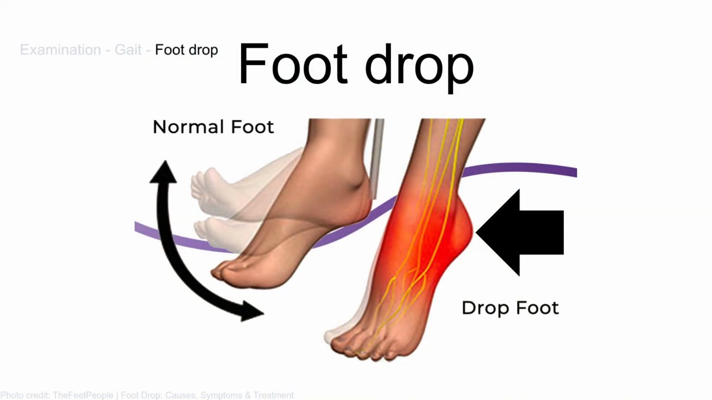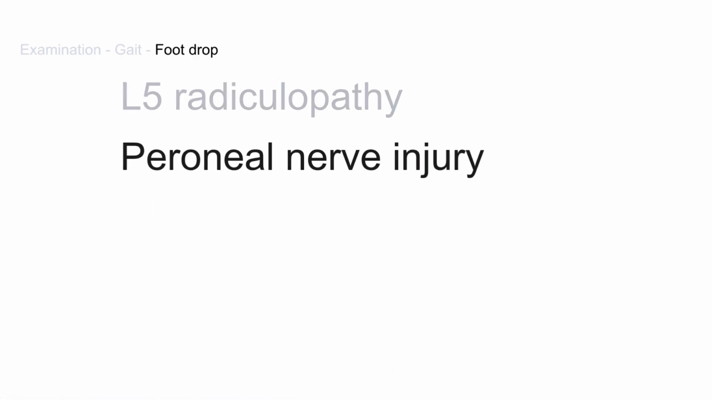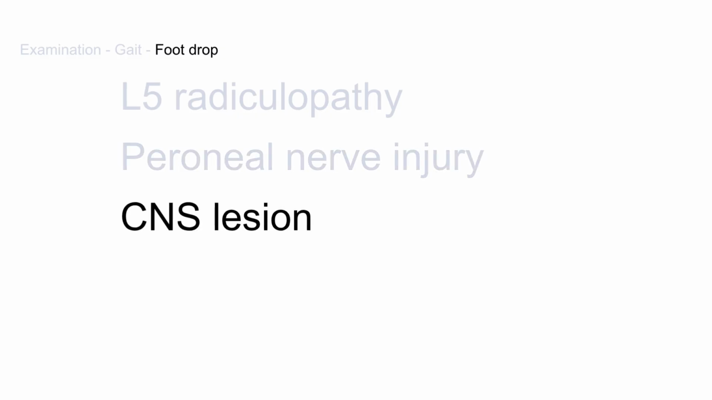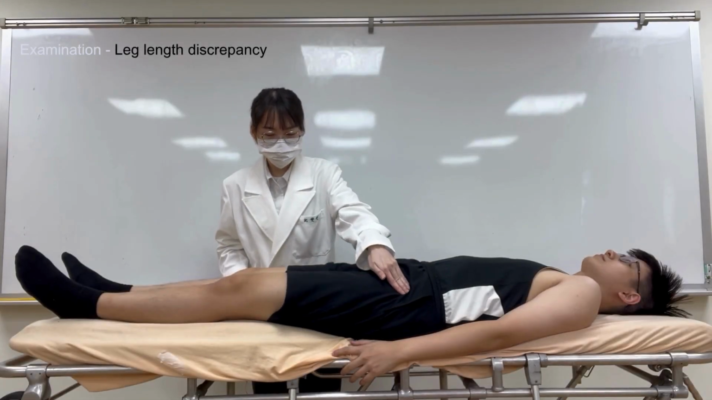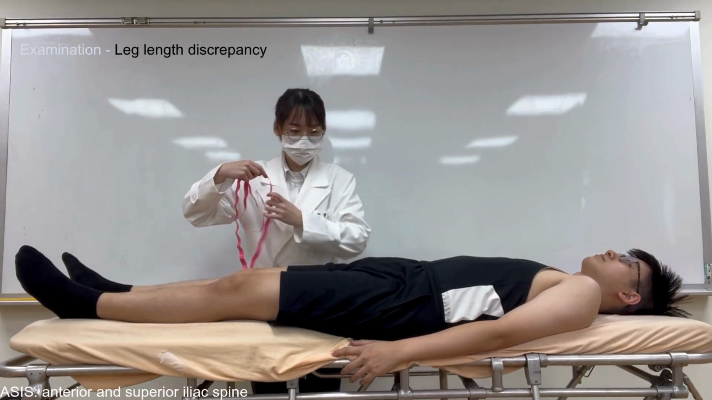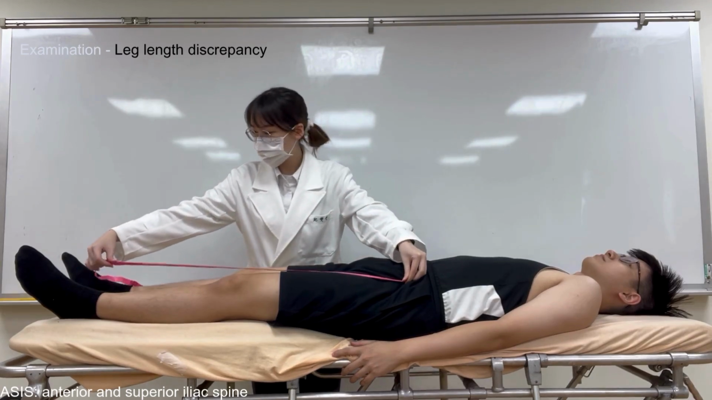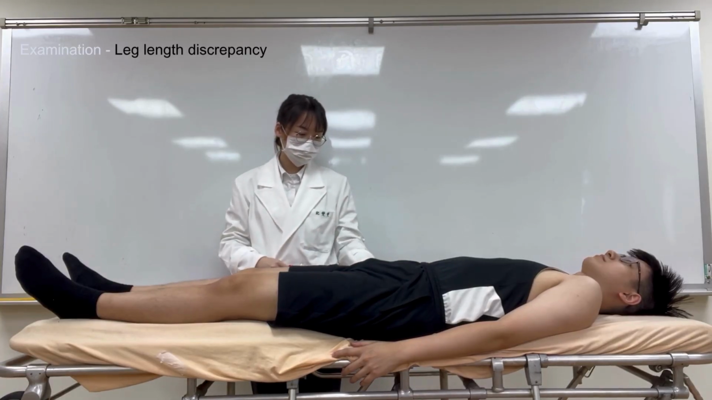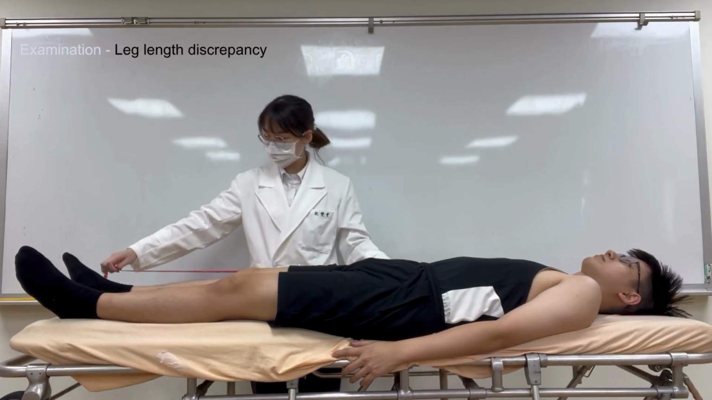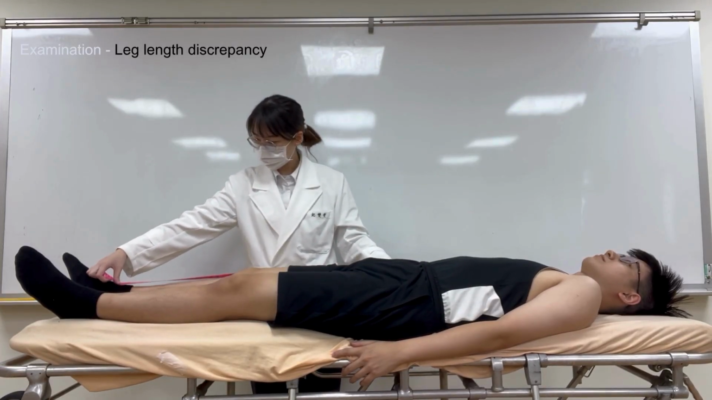One specific abnormality to note is foot drop, which may suggest a neurological issue such as L5 radiculopathy, peroneal nerve injury, or a central nervous system lesion like stroke or multiple sclerosis. Assess leg length discrepancy by measuring from the lower pole of the ASIS to the medial malleolus on both sides with the patient supine. It's essential to consistently locate and measure from the same anatomical landmarks to ensure accuracy and reliability.